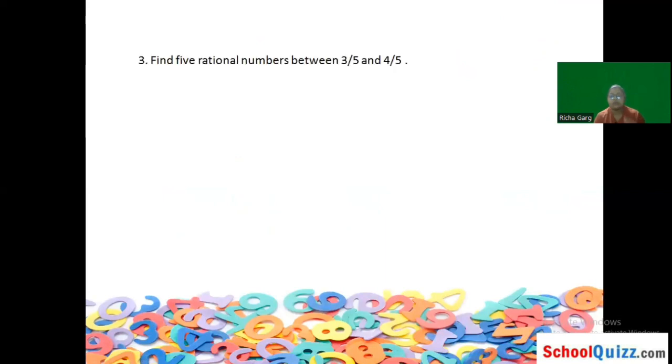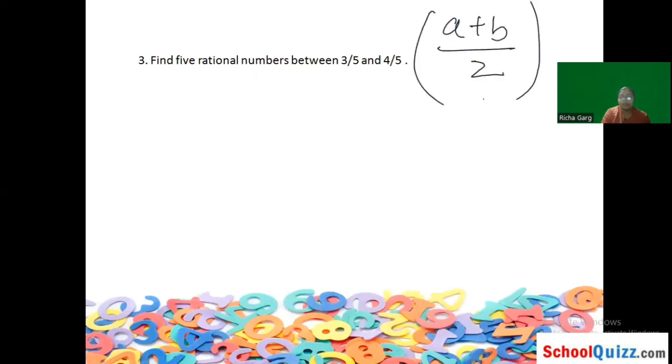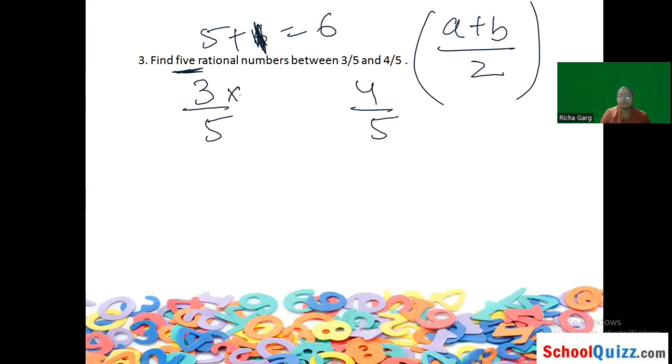So third question now. Find 5 rational numbers between 3 by 5 and 4 by 5. Now again, please see the method can be the same, A plus B upon 2. Yes, but I will prefer that we solve this question with the second method. I have to find 5 rational numbers, right? So 5 plus 1 is 6. Multiply both the numbers by 6.